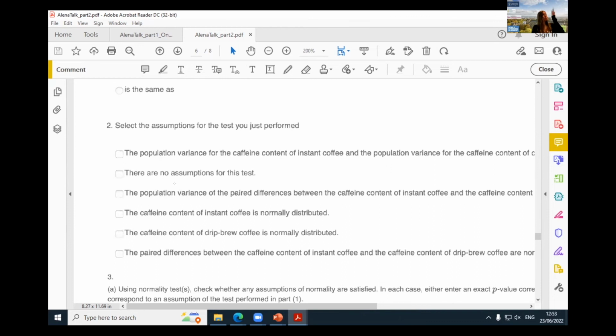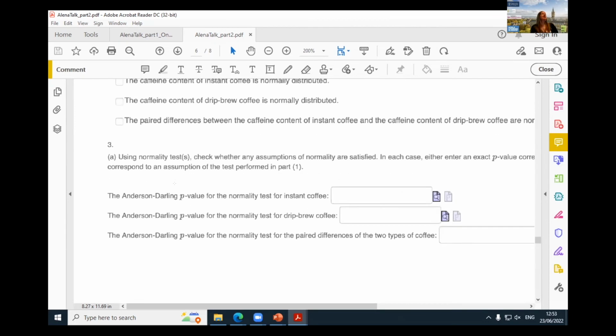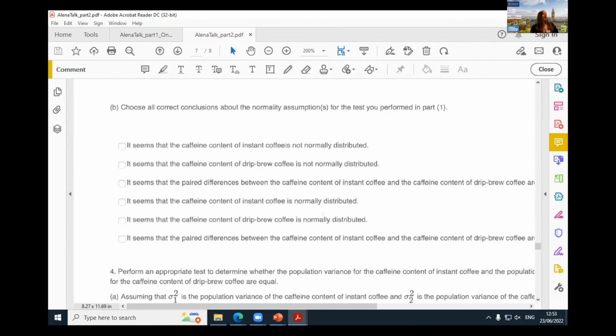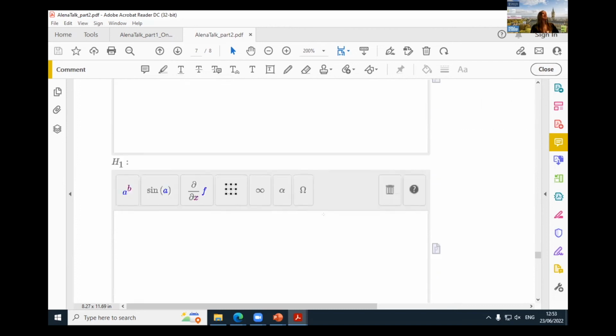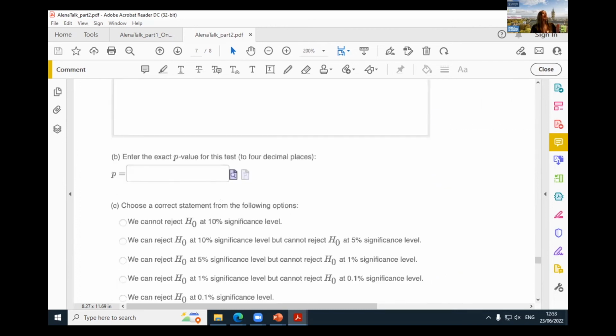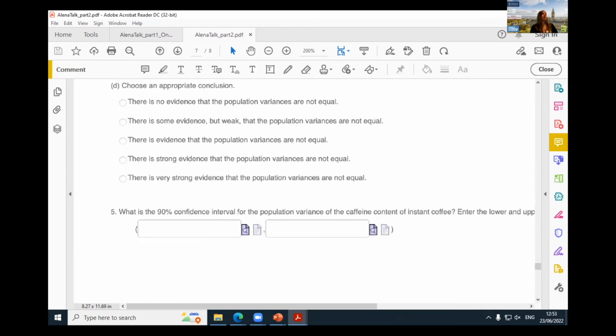We also have questions about assumptions of the test. They also have to perform normality tests, and again, they need to enter p-values. We have also a question about F-tests to compare population variances, where it's again scaffolding, but they have to again use R to enter the p-value here and answer subsequent questions.